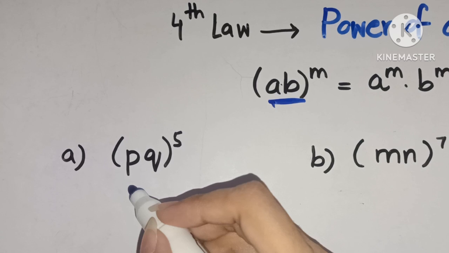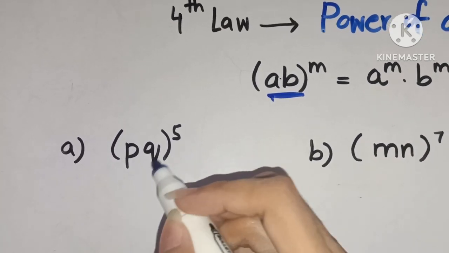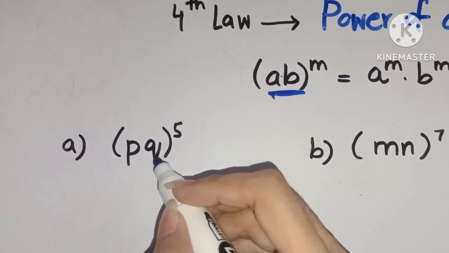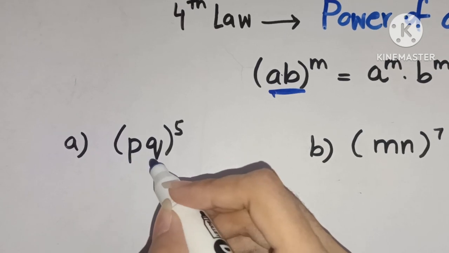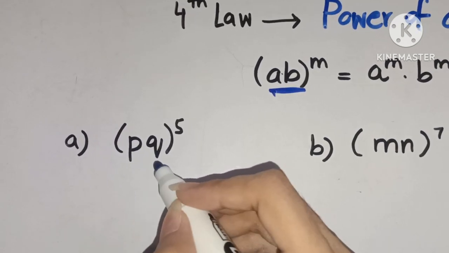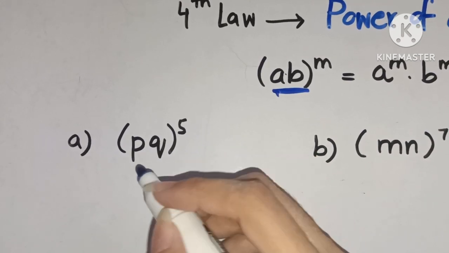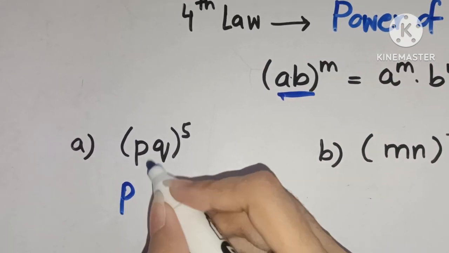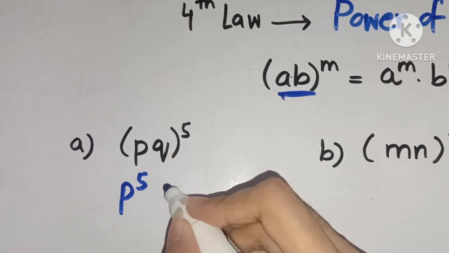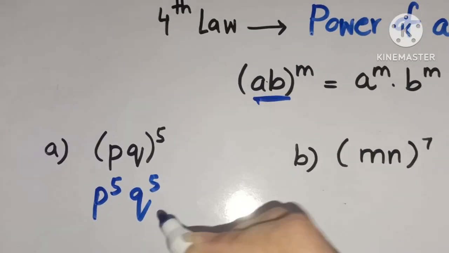Our first question is (pq)^5. So this p and q are the product, because p is a term and q is a term, and they are multiplying together, so it is called a product. And those are having a power of 5. So it simply means that p has a power of 5 and q has also a power of 5.